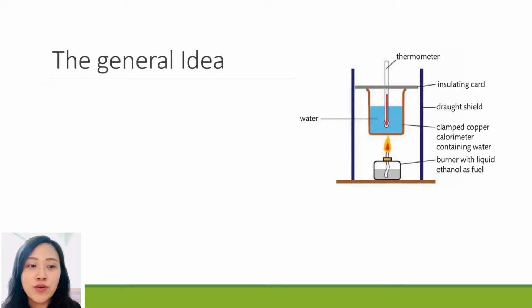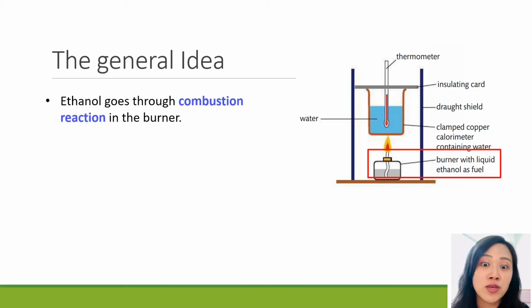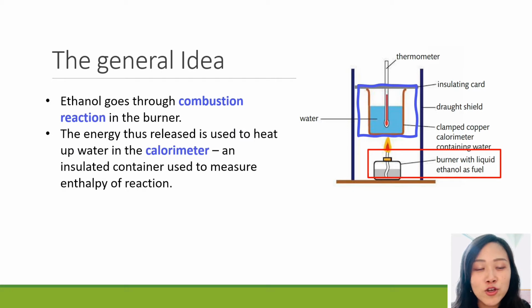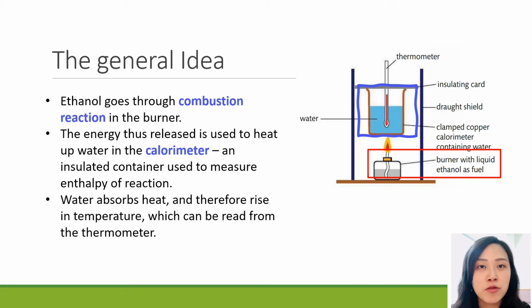First of all, we're using ethanol to heat up the water in the calorimeter. Ethanol goes through a combustion reaction in the burner. Then the energy released is used to heat up water in the calorimeter. By calorimeter, we literally just mean an insulated container used to measure the enthalpy of a particular reaction. Water absorbs heat and therefore rises in temperature, which can be read from the thermometer.